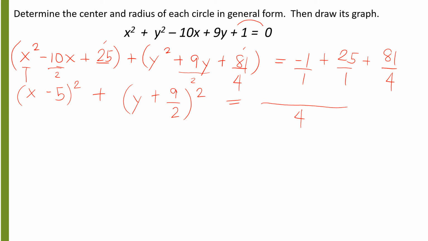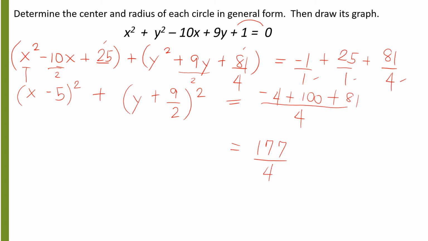Paano? 4 divided by this denominator 1 is 4 times the numerator negative 1 is negative 4. 4 divided by this denominator 1 is 4 times the numerator 25 is 100. And lastly, 4 divided by this denominator 4 is 1 times this numerator 81. Of course, the answer is 81. And then continue solving. Solve lang natin itong numerator na to. Negative 4 plus 100 plus 81. Pag pinagsama-sama, the answer is 177. Then copy the denominator 4.